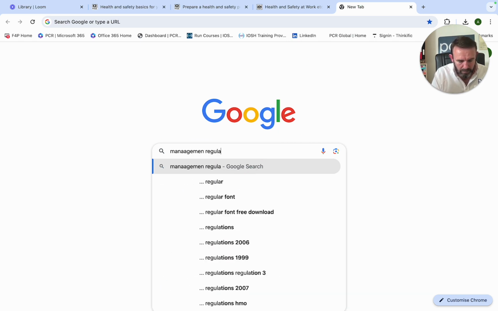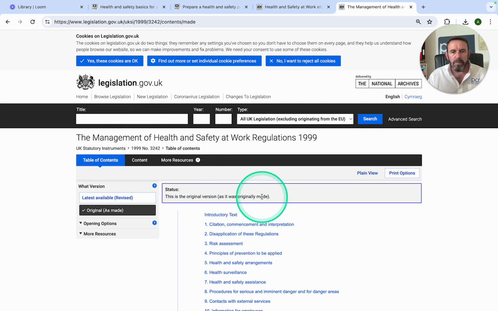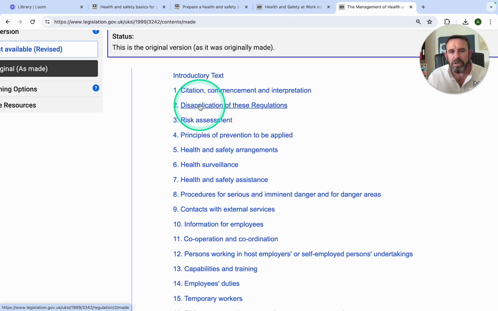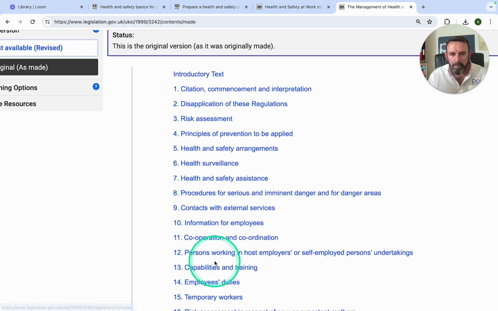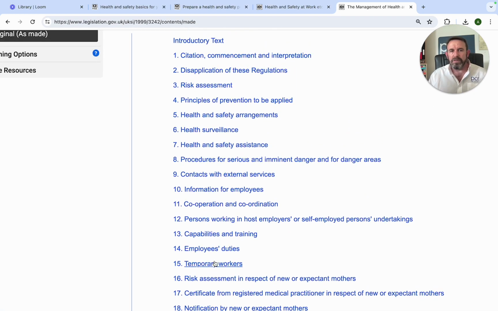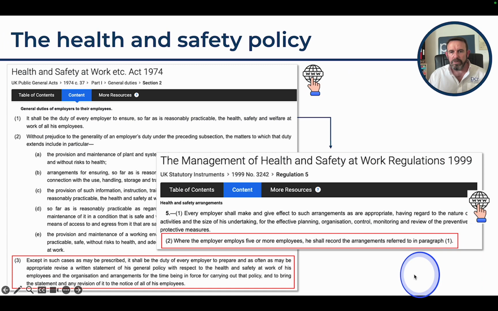Management regulations. Really important set of regulations to have a good understanding of. It goes through everything from risk assessment, principles of prevention, all the way down to health and safety assistance, capabilities, right down to young workers and pregnancy in the workplace. So an excellent set of regulations there.